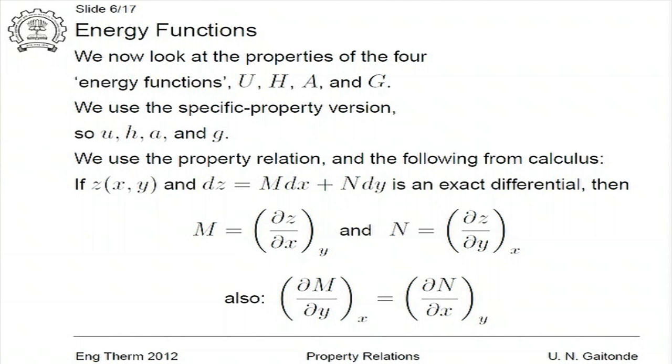Not only that, equating the cross derivatives, the second partial derivative of z, first with respect to x and then with respect to y, will equal the second partial derivative of z, first with respect to y and then with respect to x. And hence, the partial of M with respect to y at constant x will equal the partial of N with respect to x at constant y. These are the two relations which we are going to use innumerable times henceforth for our derivations. Now, the next four slides would apply these to the four functions U, H, A and G.